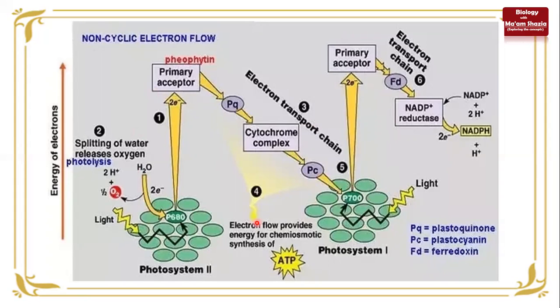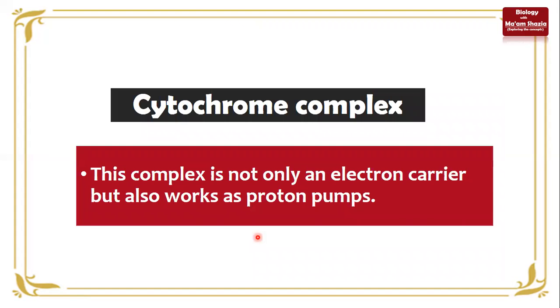Now, what is the purpose of moving these electrons? As you all see, the production of ATP. What is this production of ATP? How will it be possible in this reaction? Let's see. The cytochrome complexes.